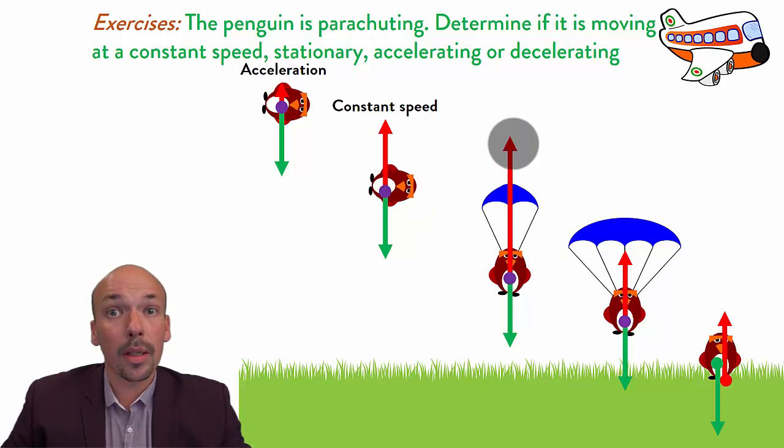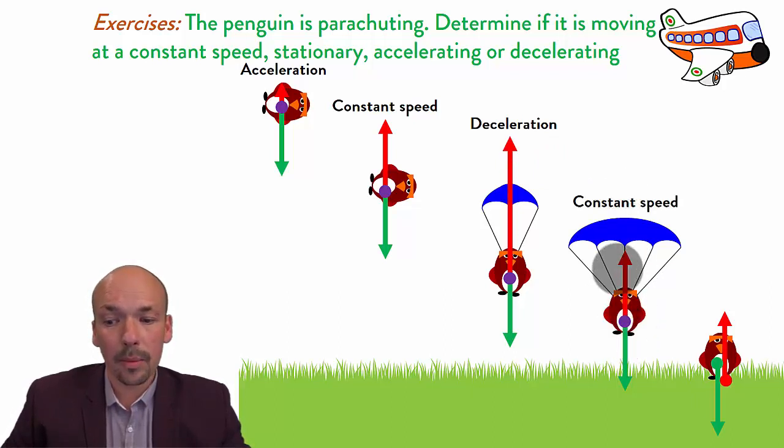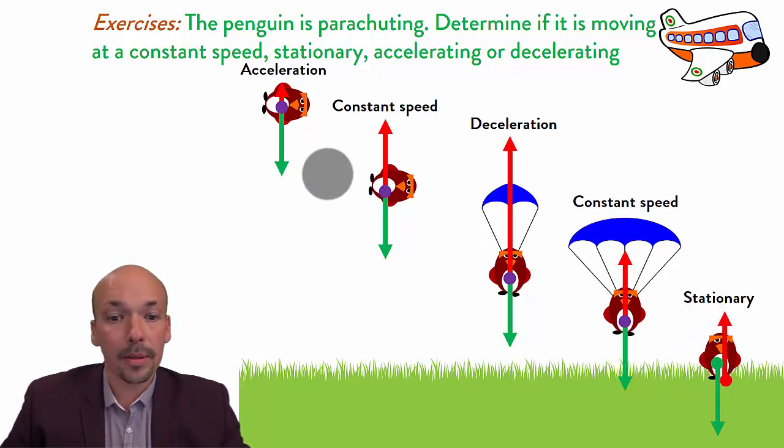There is a very large force upwards, so now he is decelerating, which is good because he is falling very fast here, and now because of the parachute he first will decelerate. Now he goes a lot slower, but at a constant speed because they are equal. And here again, constant speed, but you can see that he's standing on the ground, so he's actually stationary. So this is how you use the knowledge you just gained to determine the different kind of movements.